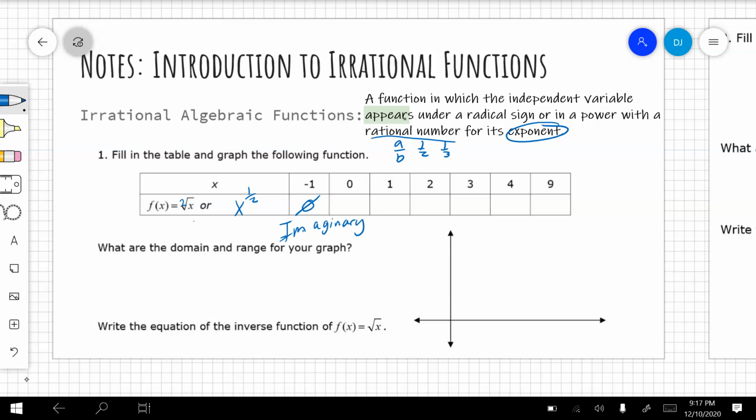All right, so that's for just negative 1. The next one is the square root of 0. The square root of 0 is just 0. The square root of 1 is just 1. The square root of 2, I do not know off the top of my head. So you're going to go ahead and calculate the square root of 2. And I can do that here.